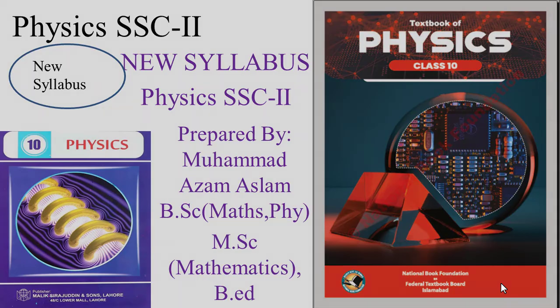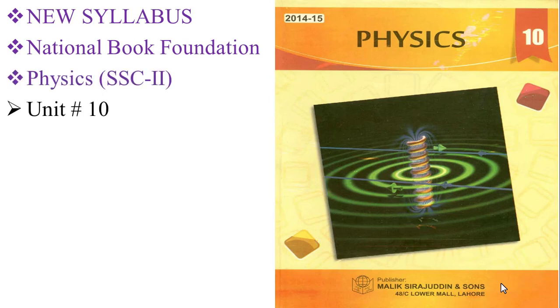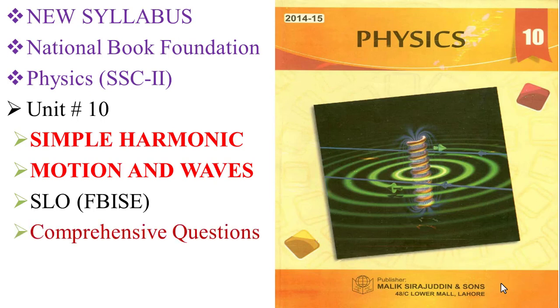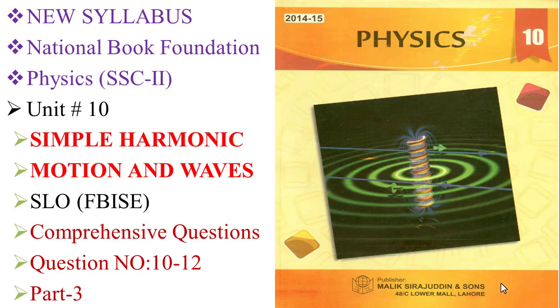Today we will discuss the new syllabus, National Book Foundation, class 6 SSC 2, unit number 10, Simple Harmonic Motion and Waves. Today we will discuss the SLO based, FBISE requirement, according to the new syllabus, of the comprehensive questions, question number 10 to 12. In the previous part 2 we solved question number 6 to 9. Now in part 3 we will solve question number 10 to 12.